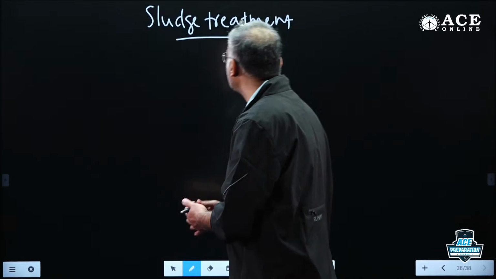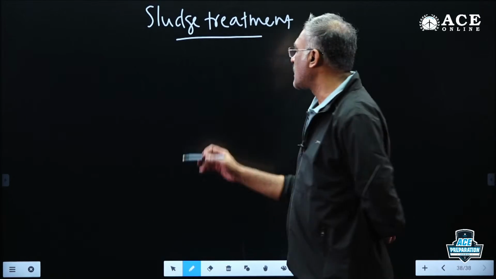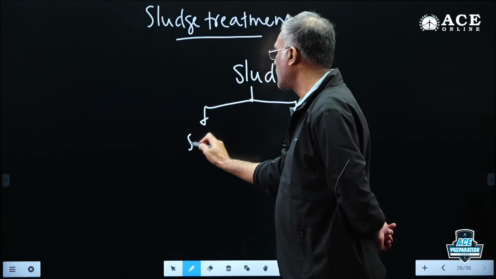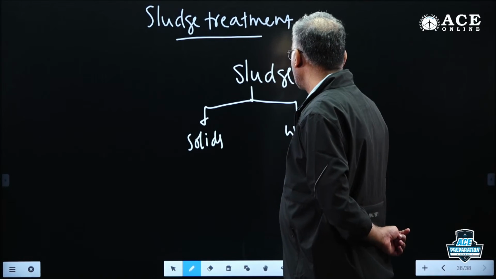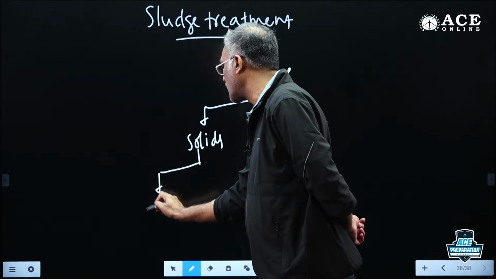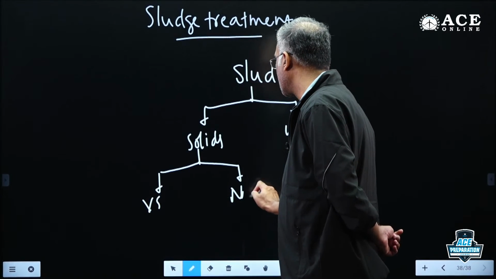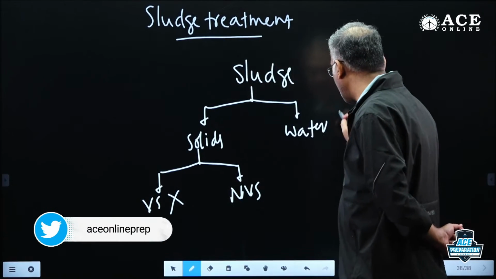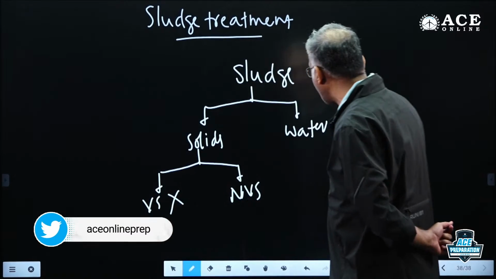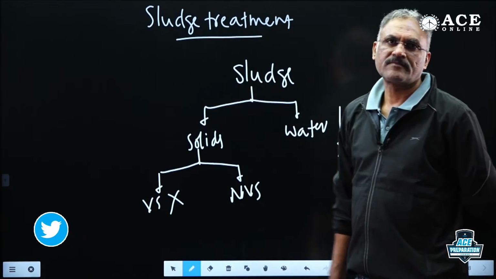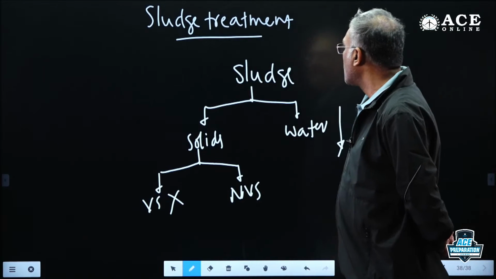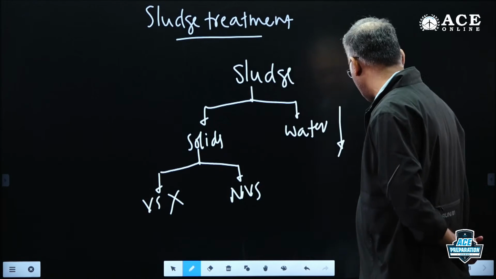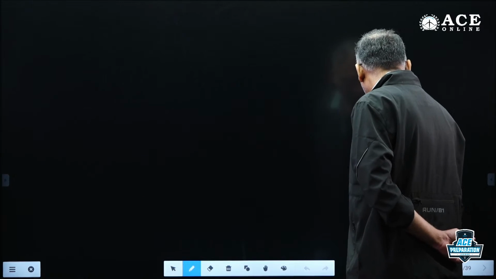Here you are expected to find out the specific gravity of sludge. We all know that sludge is a mixture of solids and water, and solids again contain two things: volatile solids and non-volatile solids. In sludge treatment we aim to destroy volatile solids and reduce moisture content, so that sludge becomes safe to dispose. So the first thing expected is to work out the specific gravity or density of sludge. That is one kind of question very popular in competitive exams.